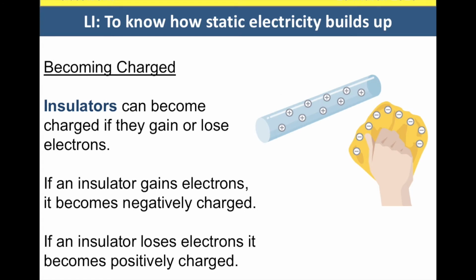Now, an insulator, something like plastic, can become charged if it gains or loses electrons. If the insulator gains electrons, because electrons are negatively charged, the insulator would then itself be negatively charged. Likewise, if an insulator loses electrons, then it becomes positively charged because it has lost some of the negative charge that it had. Now, this charging process can happen by rubbing an insulator with another insulator, such as rubbing a piece of plastic with wool or cloth, and when that happens, the friction between the two insulators causes electrons to be transferred.